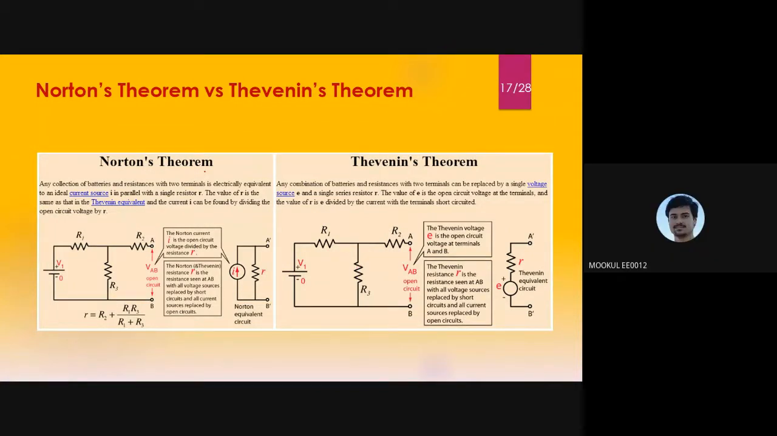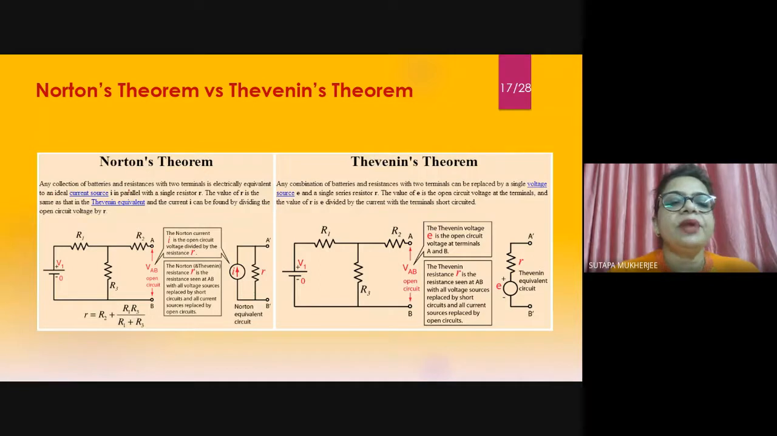Norton's theorem: any collection of batteries and resistances with two terminals is electrically equivalent to an ideal current source in parallel with a single resistor. The value of R is the same as that in the Thevenin equivalent. How can you determine whether R Norton and R Thevenin are the same or not? You have to check it. And the current I can be found by dividing the open circuit voltage by R.